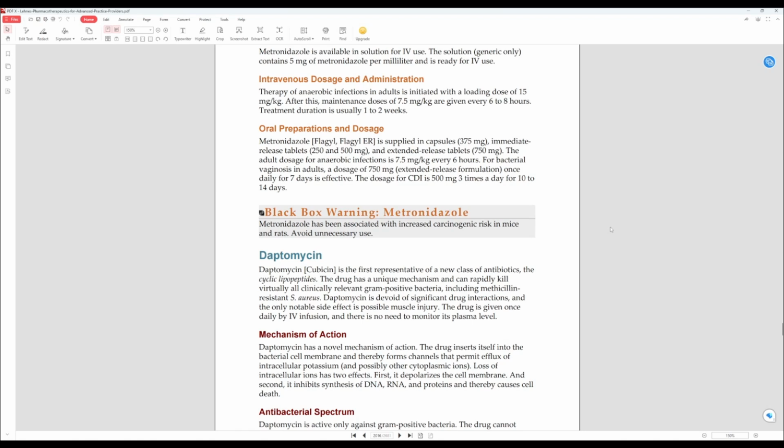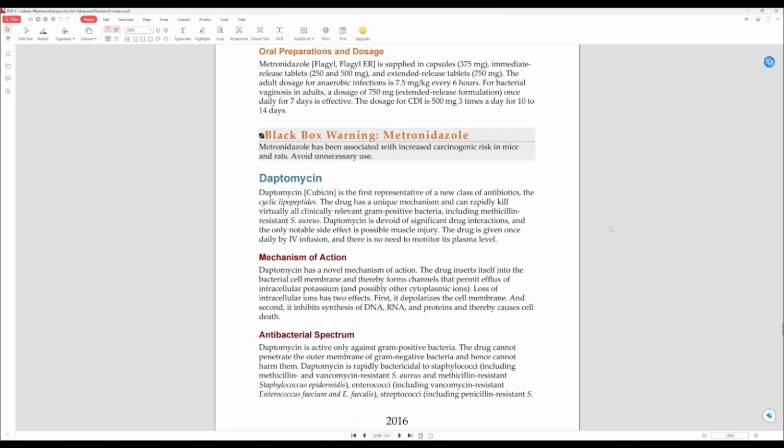Flagyl is supplied in capsules, immediate-release tablets, and extended-release tablets. Again, the adult dosage for anaerobic infections is 7.5 milligrams per kilo every 6 hours. For bacterial vaginosis in adults, the dosage is 750 milligrams of the extended-release dose once daily for 7 days should be more than enough. The dosage for C. diff is 500 milligrams 3 times a day for 10 to 14 days.